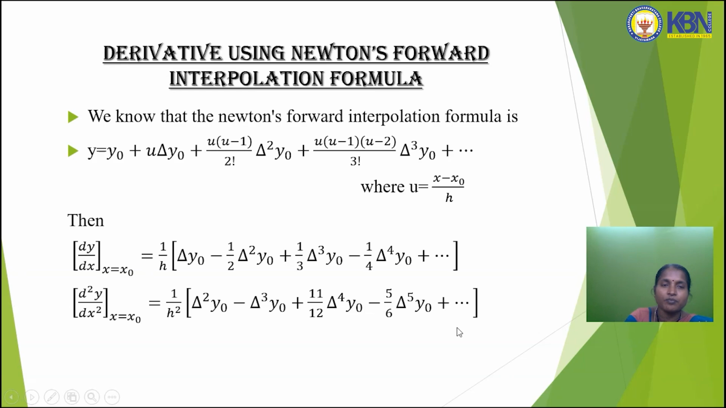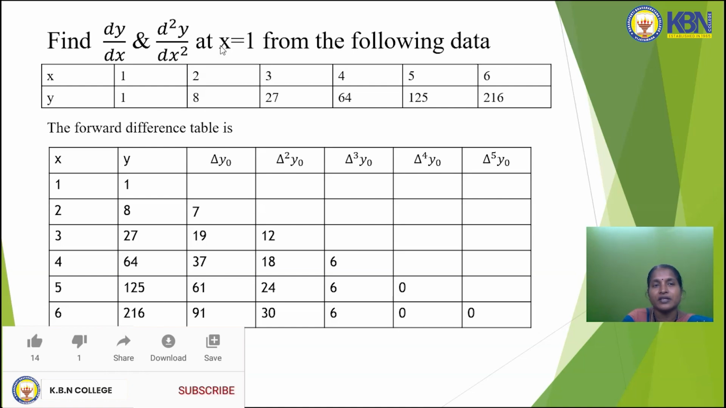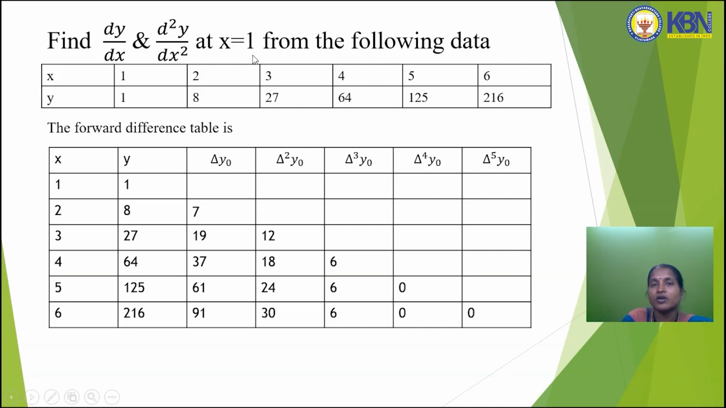Now we can do some problems in this model. Now he is asking to find dy by dx and d square y by dx square at x is equal to 1 from the following data. But he has not mentioned whether to use Newton forward or backward. Then how can we find it? That means he is asking at x is equal to 1.